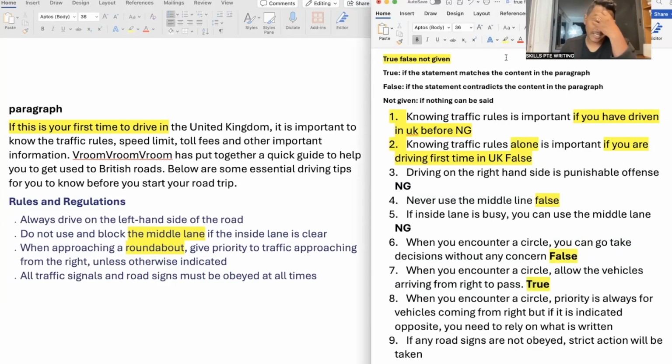Okay, what is the answer for the eighth one? When you encounter a circle, priority is always for the vehicles coming from the right, but if it is indicated opposite, you need to rely on what is written. Eighth one.